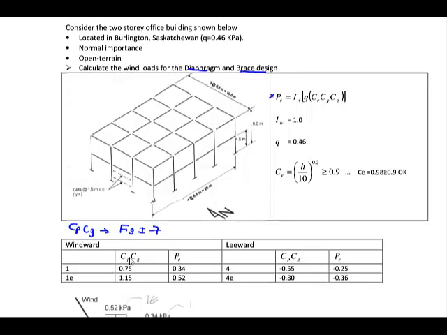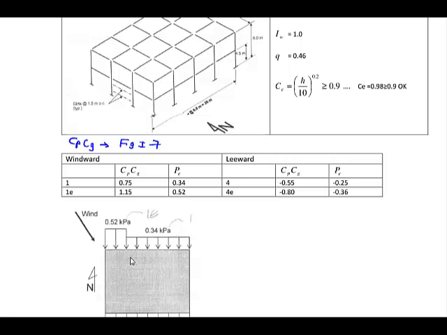Okay, so I've set up a table here. It gives you the different CPCG values. So you have the windward side, so that's region 1, and the leeward side, region 4, and you can calculate the pressure using the formula that we showed above. So in this example, I'm also including N regions.